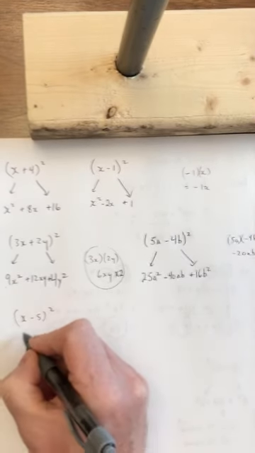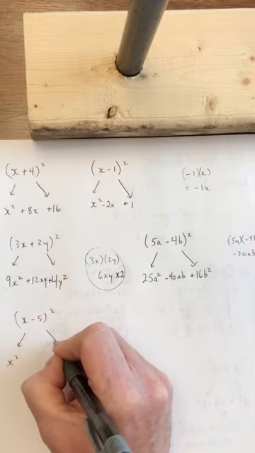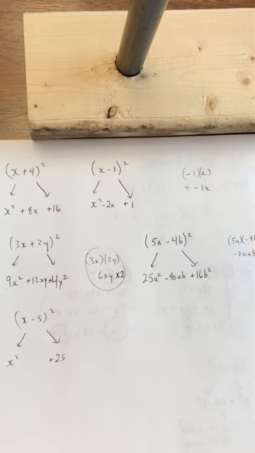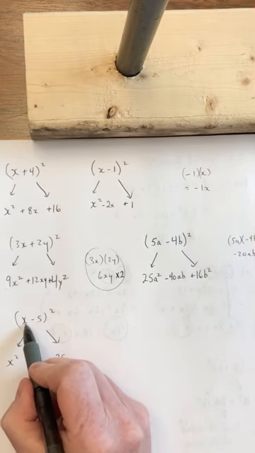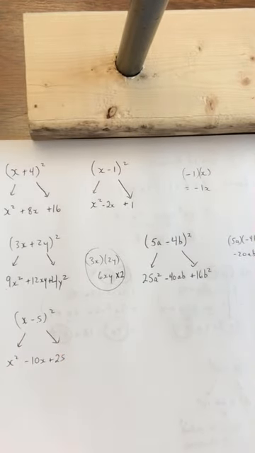A nice easy one here again. X squared plus 25. Negative 5 times x is negative 5x's. Double it is negative 10x's.